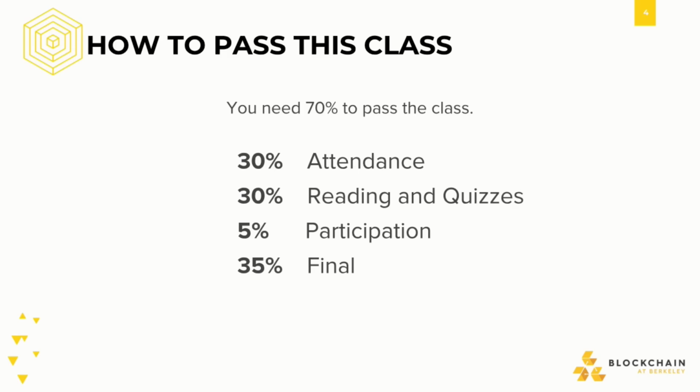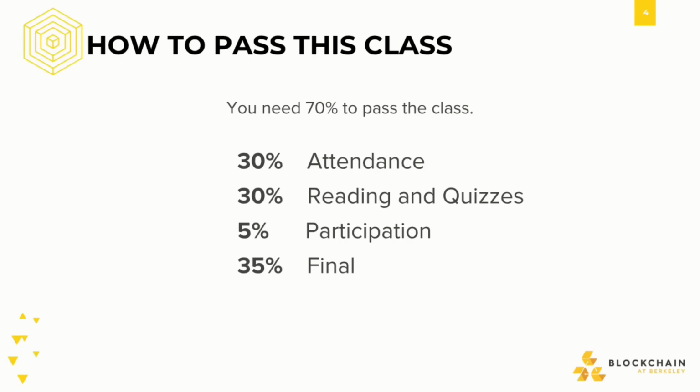All right, so how to pass this class. This is a P/NP class because it's a decal. You need 70%, no more, no less. So like I said, attendance, 30%. We give you 2 free passes, so if something comes up, you don't need to email me or anything. I'm going to ignore it. Just don't come, just 2 times, and we'll give you a free pass.